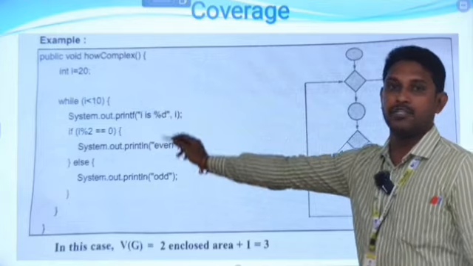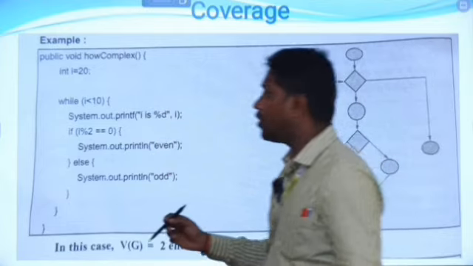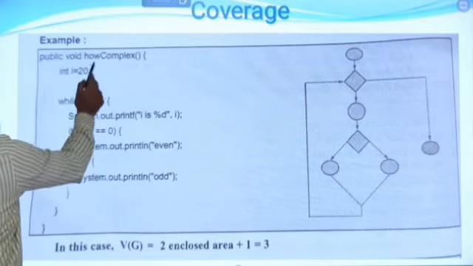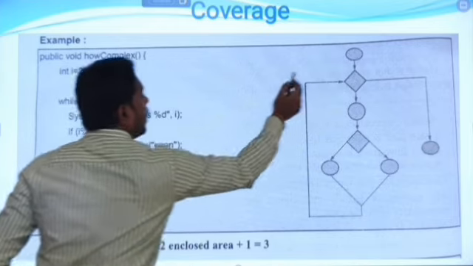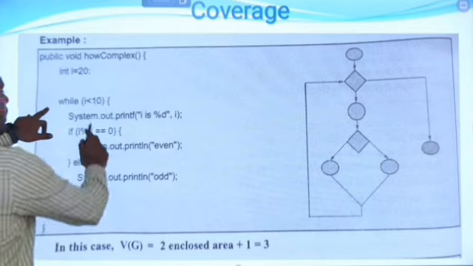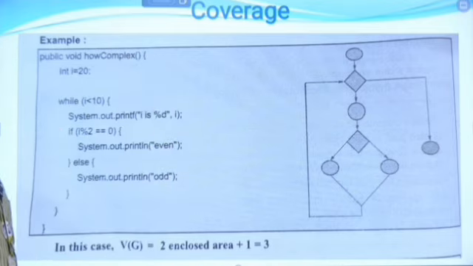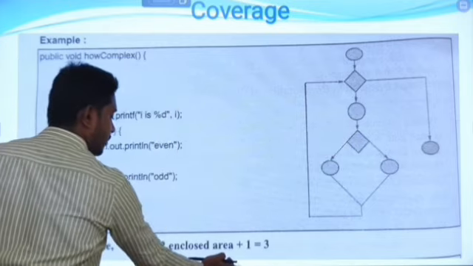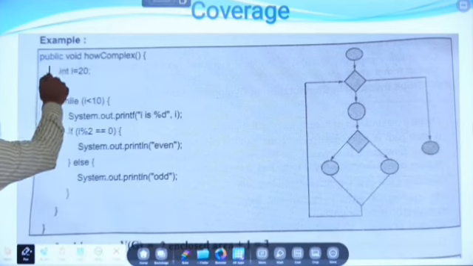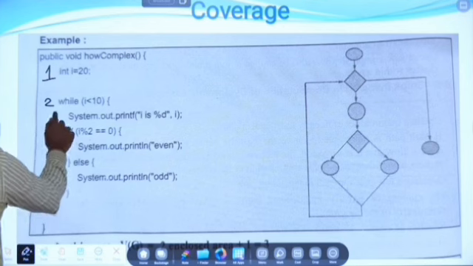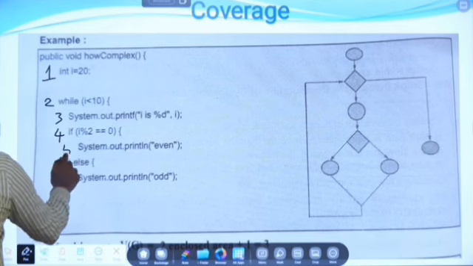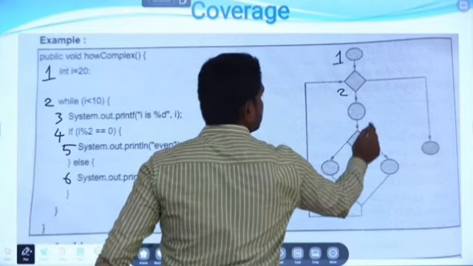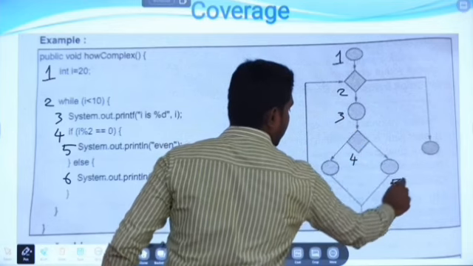Here is the source program. As I told you before, simple statements will be converted into nodes. Here this is the main function and this is the input. These two statements will be converted into a single node, and then the while condition. For this while condition I add a condition node, a triangle node. The true statement of this while condition will be converted into a single node. So this is node 1, node 2, node 3, 4, 5, 6.